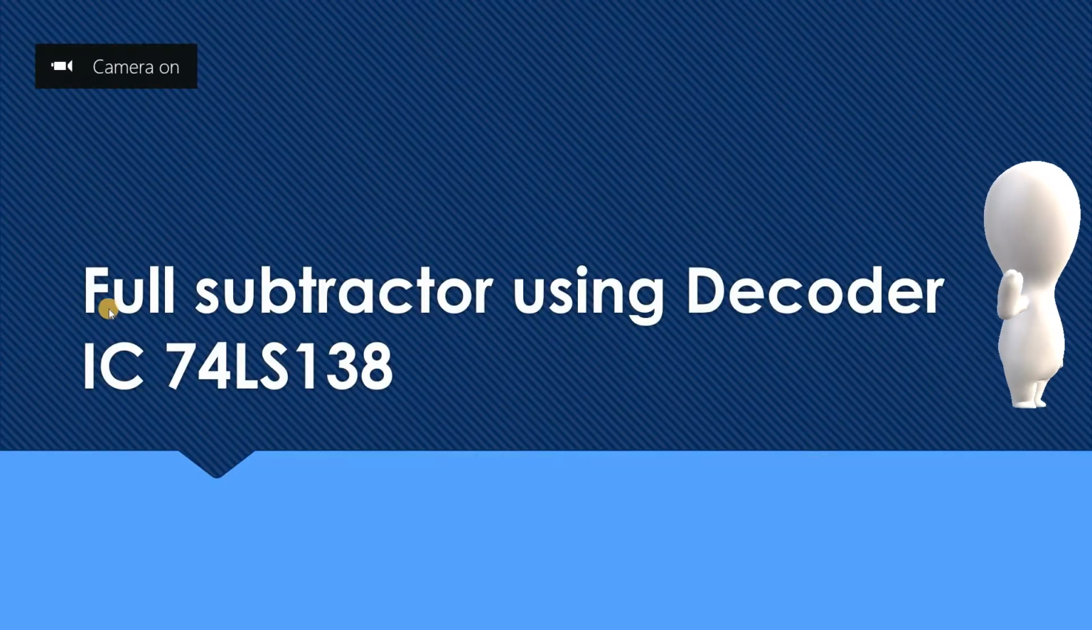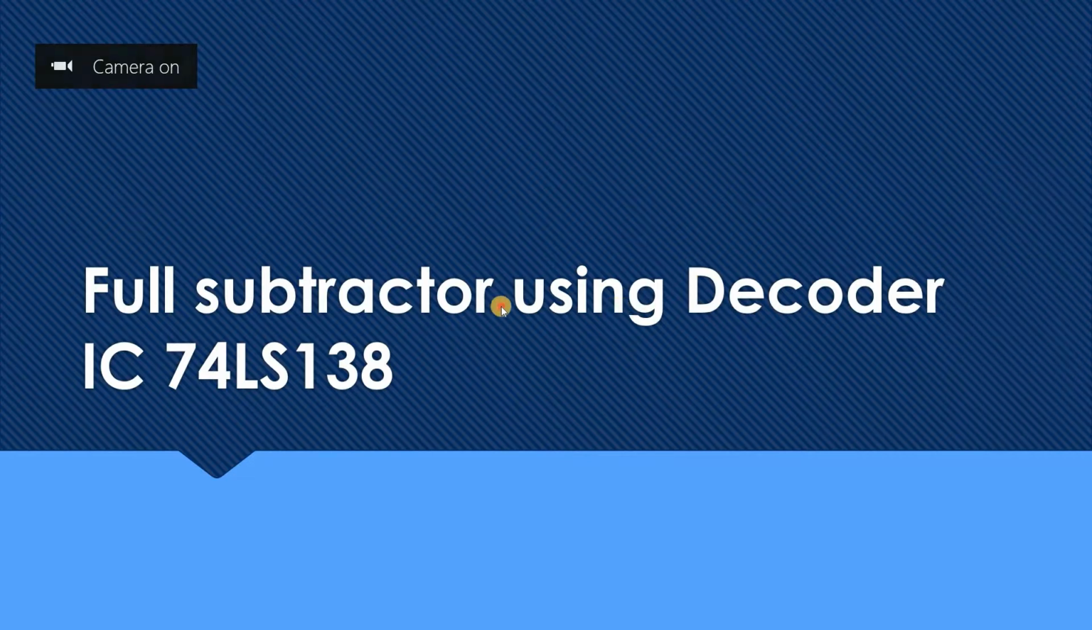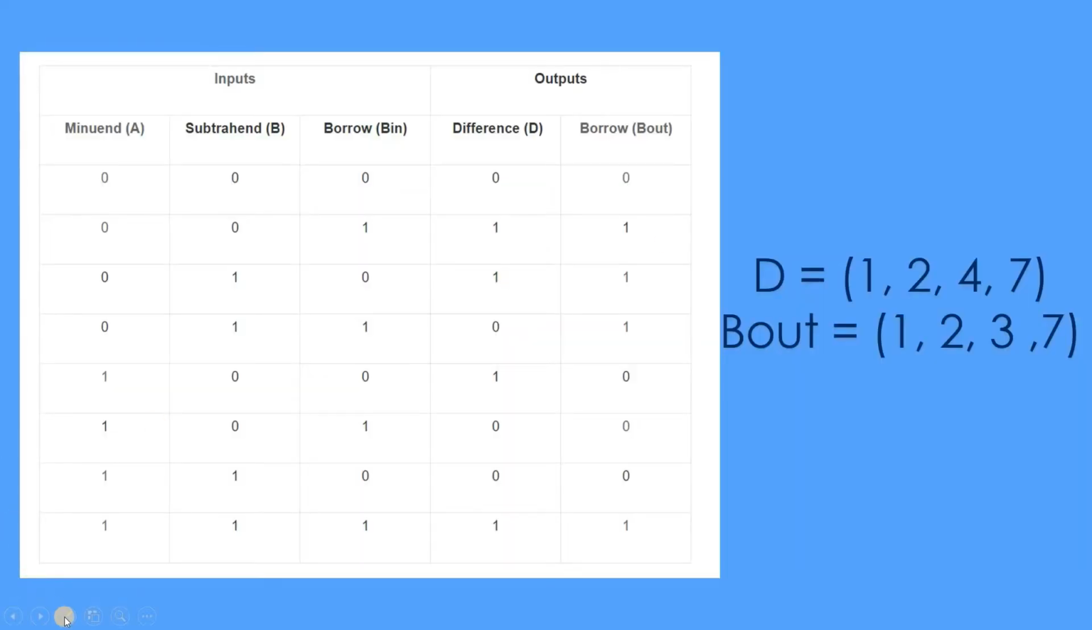Hello everyone, let's try to implement a full subtractor using the decoder IC 74LS138. We're going to implement it in Multisim, but first of all, let us see the truth table. So this is the truth table for the difference and borrow.